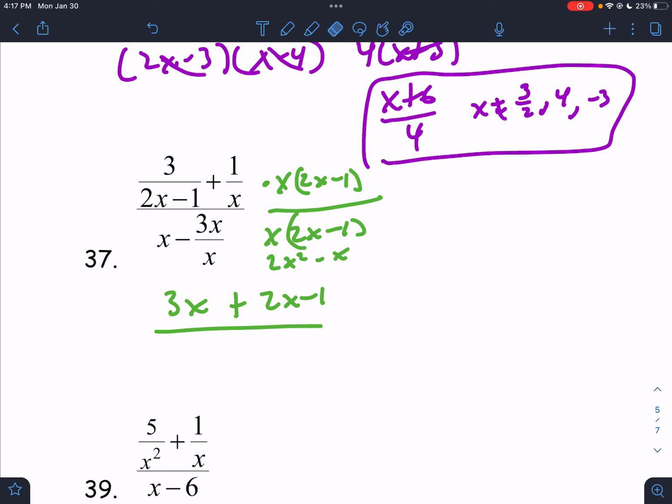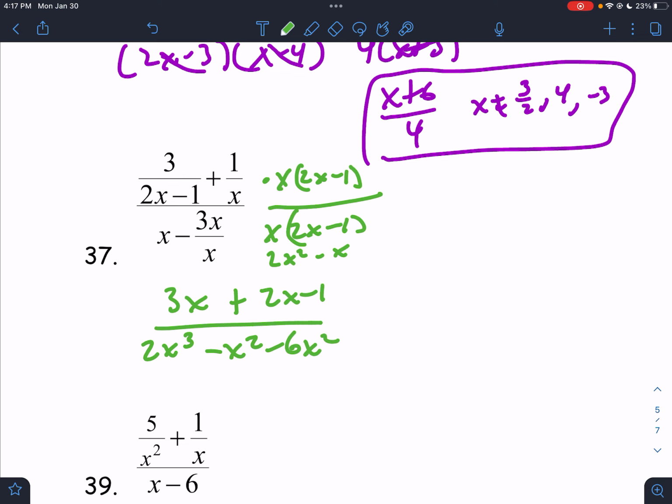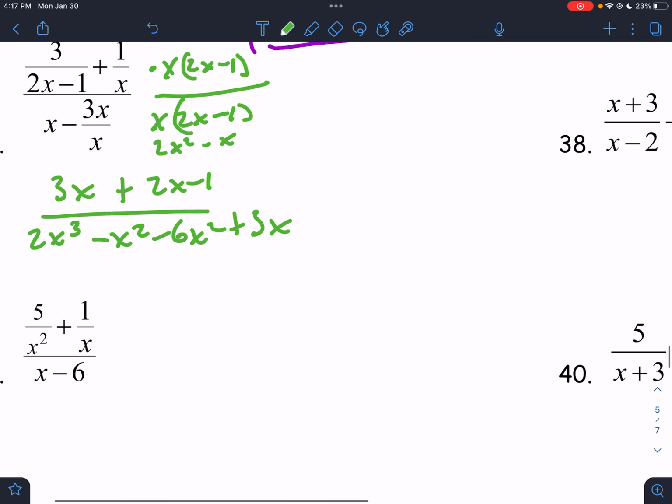So if I multiply that by x, I would have 2x cubed minus x squared. Then the x's cancel out. I have a 3x. So 3x times 2x would give me minus 6x squared. And then minus and a minus would be a plus 3x. So clean that up, and I get 5x minus 1.